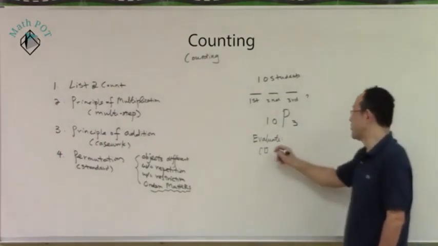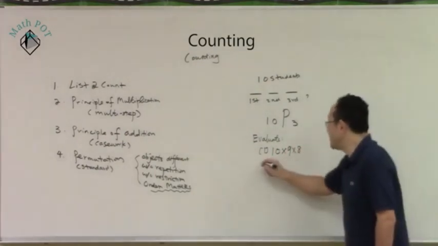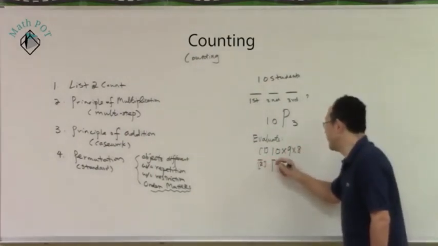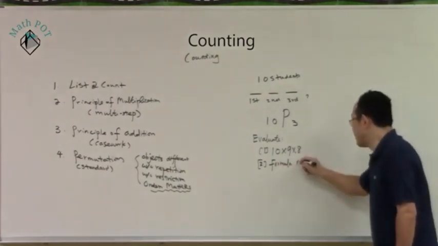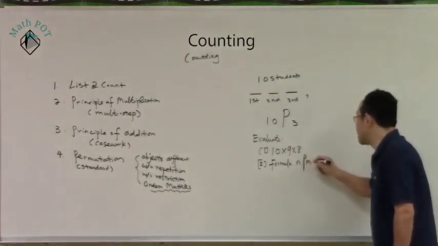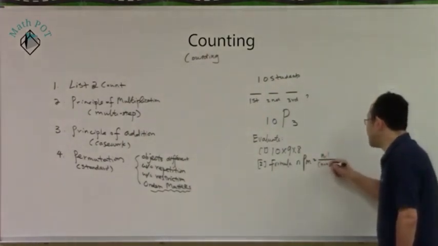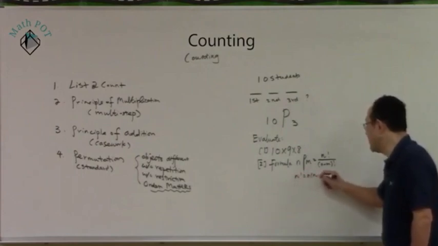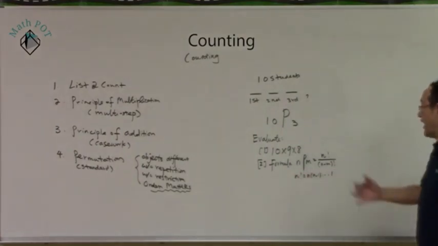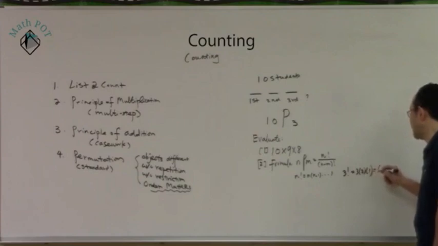So of course, it's very clear, nothing but 10 times 9 times 8. We have another one, a very standard formula. In general, if you see nPm, what is nPm? It's nothing but n factorial divided by (n minus m) factorial. Factorial is nothing but starting from that number and going down until you reach 1, multiplying everything together. For example, 3 factorial is 3 times 2 times 1, which is 6.